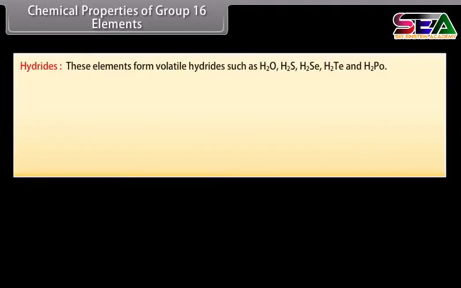Chemical properties of group 16 elements. Oxygen is the most reactive of these elements. Some important trends in the chemical reactivity of the compounds of these elements are as follows. Hydrides. These elements form volatile hydrides such as H2O, H2S, H2Se, H2Te and H2Po.